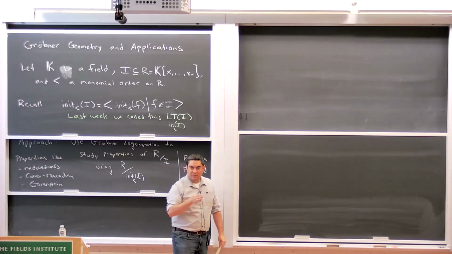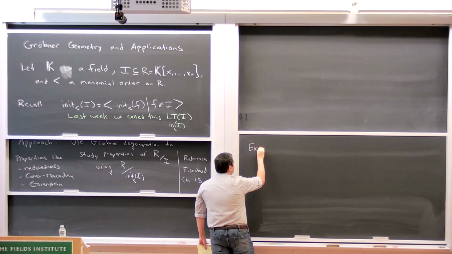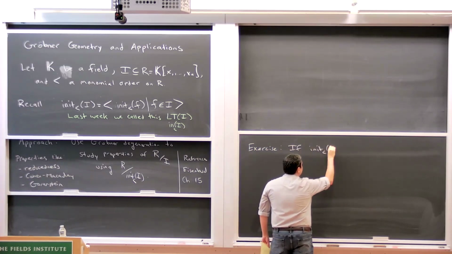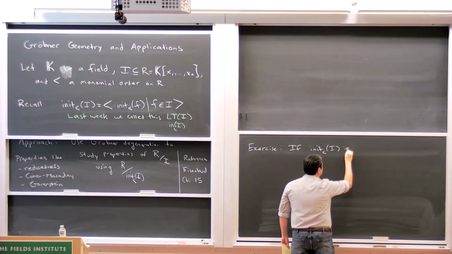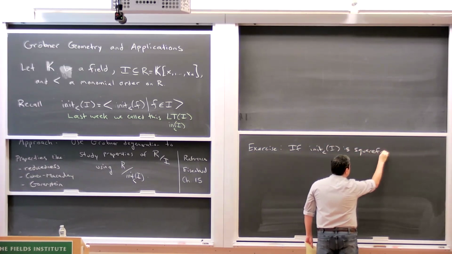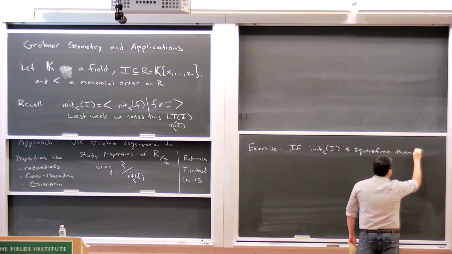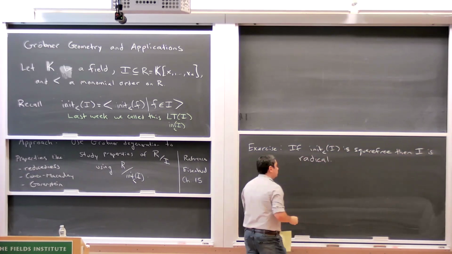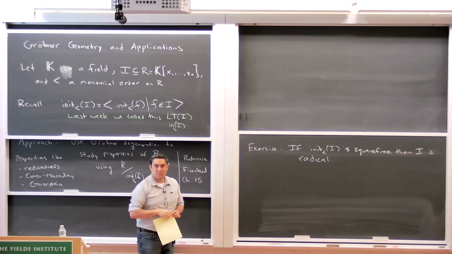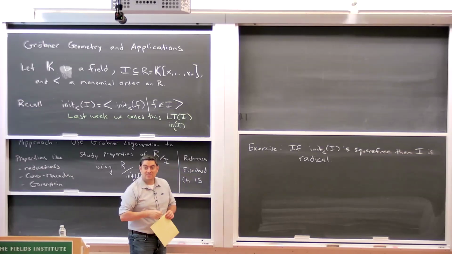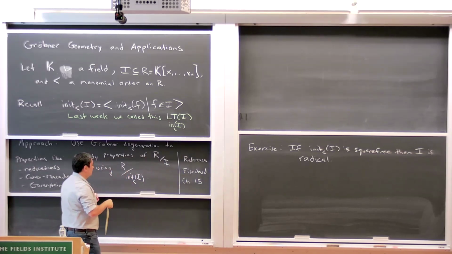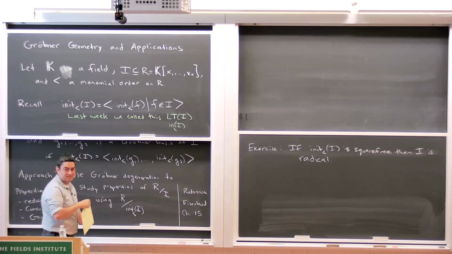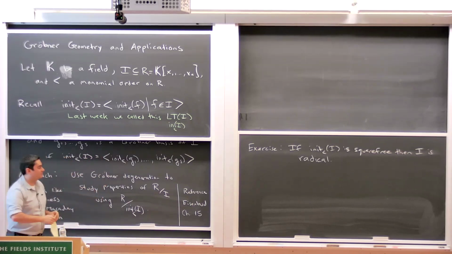And so one of the properties you'll be proving on the problem set is, you can check, for example, reducedness, right? So if this is square-free, then I is radical. Yes, that's kind of a quick property you can check right away once you're computing these initial ideals.